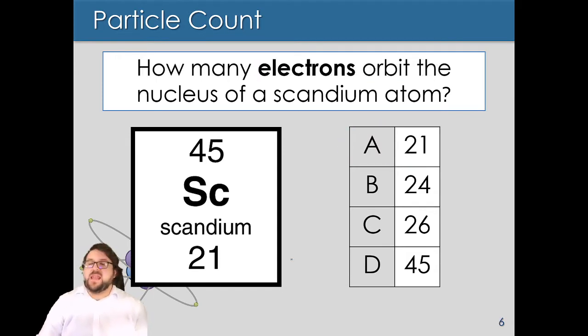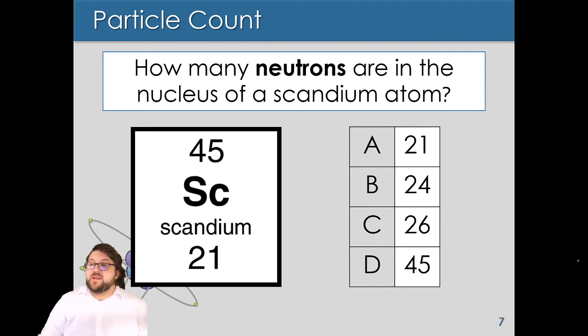How about how many electrons are there? So again, let's have a quick think and have a pause. So in an elemental atom, there are as many electrons as there are protons. So again, we're just looking at the proton number 21 and we're saying, oh, yeah, it's 21 again. Hopefully that makes sense. Finally, how many neutrons are there? Well, the total mass of this atom is 45. So let's have a quick think.